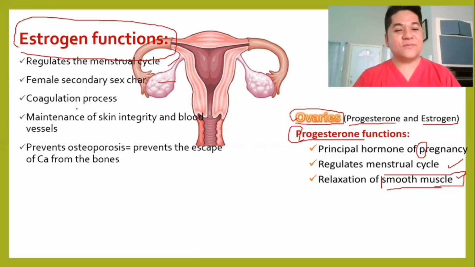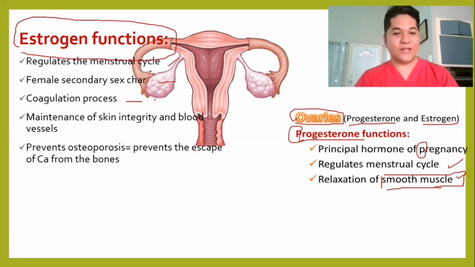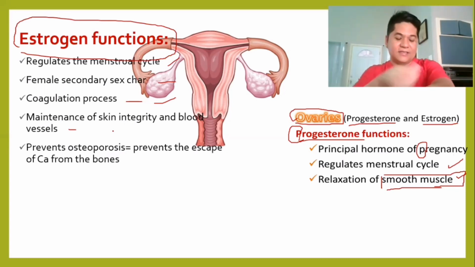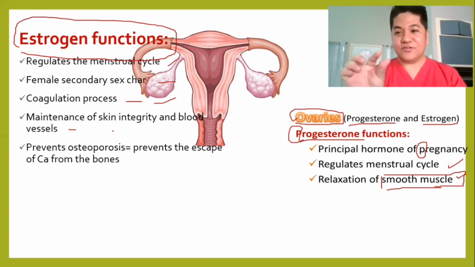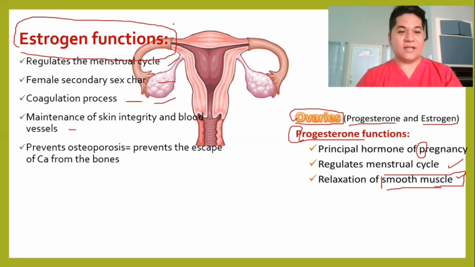They're also responsible for preventing bleeding, I mean, for clotting. Maintenance of the skin integrity and blood vessels. As I have told you, if you get older and you have menopause, the skin integrity easily breaks because of that, and the blood vessels constrict, thereby causing high blood pressure. So that is the function of estrogen for women.